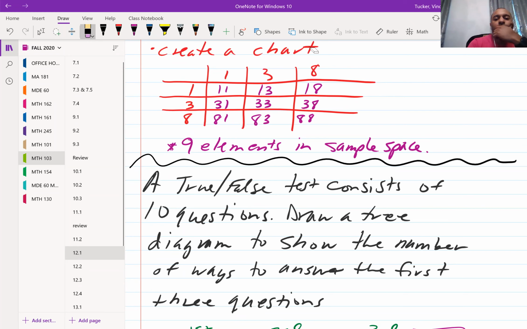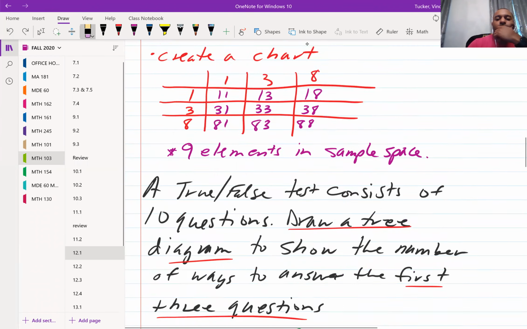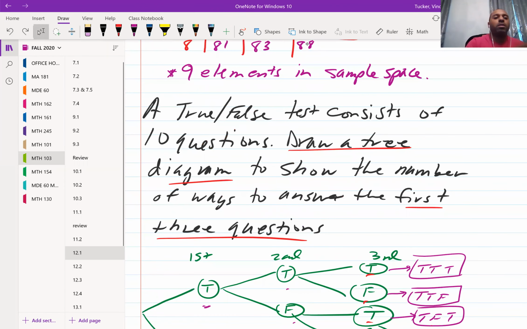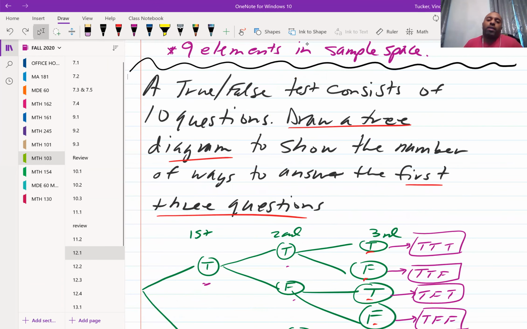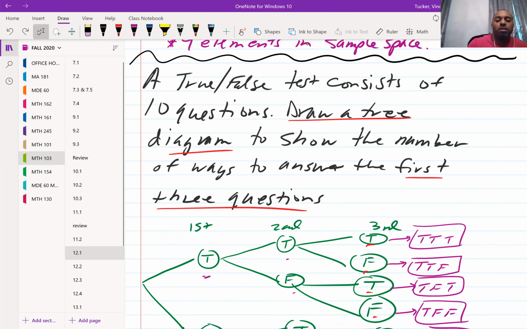All right, so put that one back. So key thing here is that they tell us to draw a tree diagram, and we're only looking at the first 3 questions. Even though it's a 10-question test, we're only looking at the first 3 questions and how we can answer the first 3 questions.